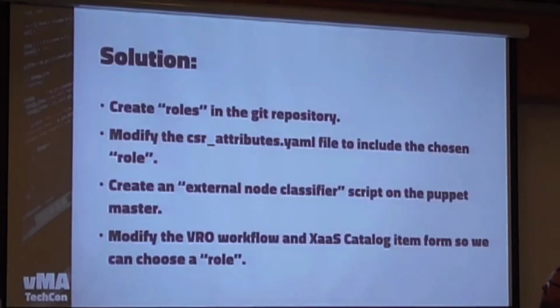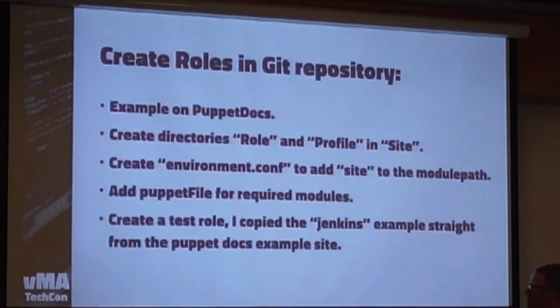So what we need to do is create roles in the Git repository, modify the csr_attributes.yaml file to include that role, and this is the fun bit, create an external node classifier, which again is a script or an executable that gets triggered on the Puppet server with the name of the node, and then it should give us back some YAML. That's all it does. You can write your own, or you can take someone else's, doesn't matter. Last but not least, modify the vRO workflow and the catalog item so we can choose a role.